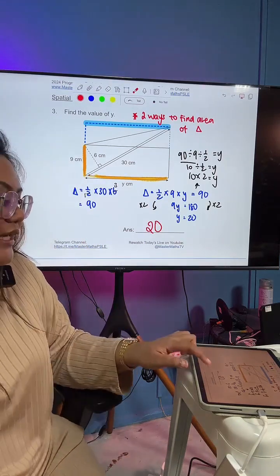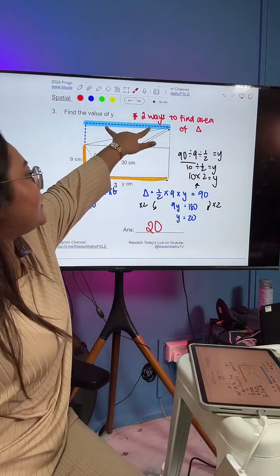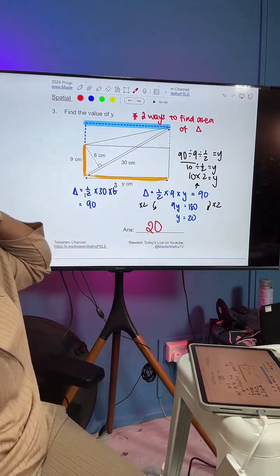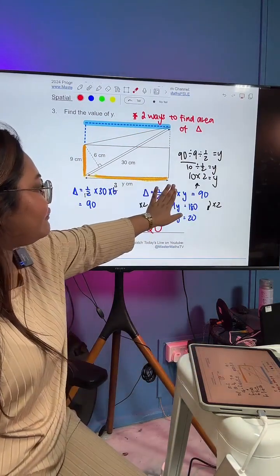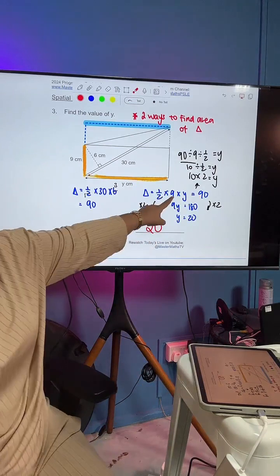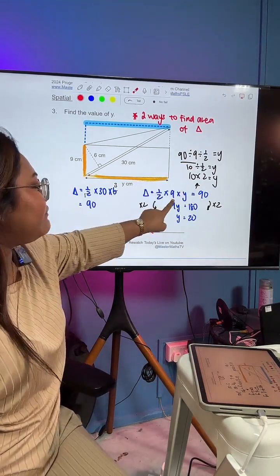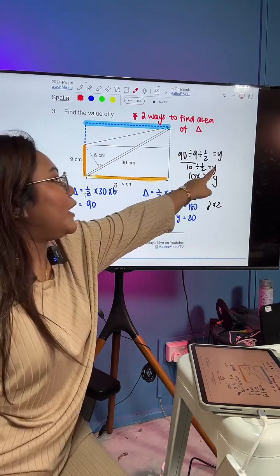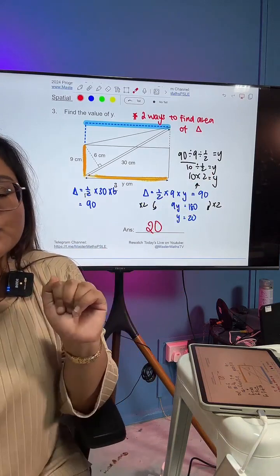How we get 20 again? Because half times 9 times y, base times height of triangle, which is y. And then give you 90, right? So what you want to do, 90 divide by half, divide by 9, okay? So you can divide by 9 first, get rid of it, to give you 10. 90 divided by 9 is 10. 10 divide by another half, to give you y. 10 divided by half, keep change, flip, is the same as 10 times 2.